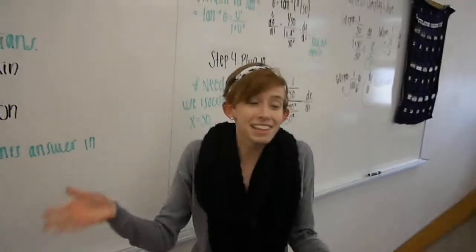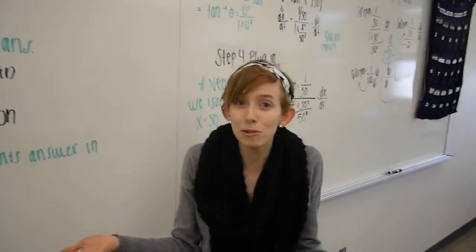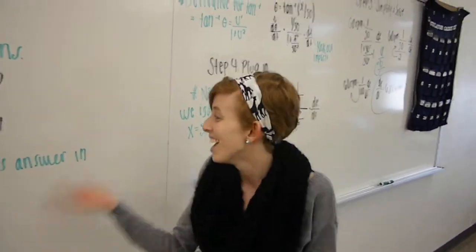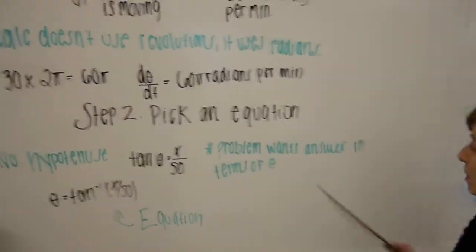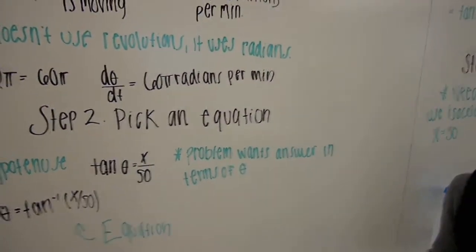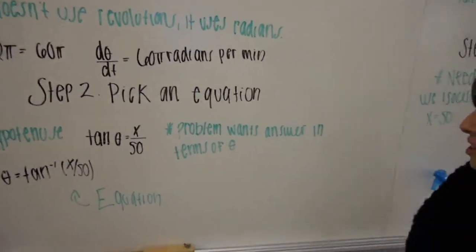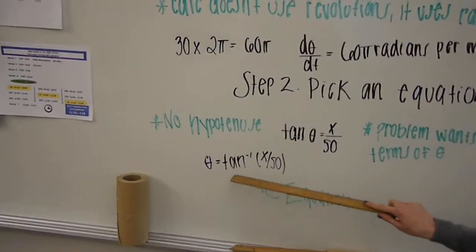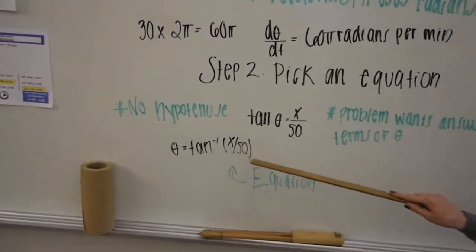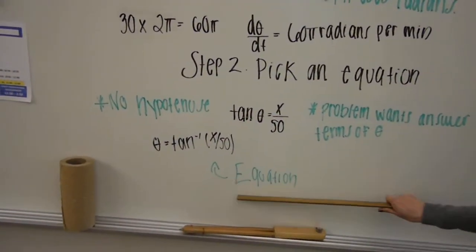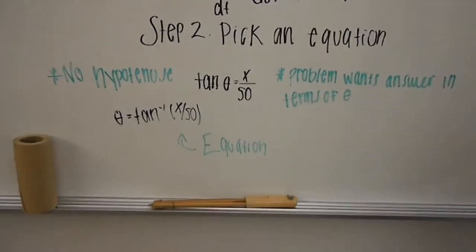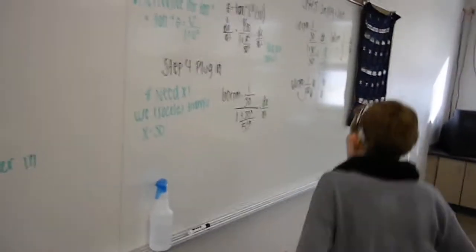Now again, you think, yes, got my equation. No, you don't. You actually don't. You have to put it in terms of theta, because that's what the problem wants. So you have to change your equation. That's going to be theta equals arctangent x over 50. Now you have your equation, so we can move along.